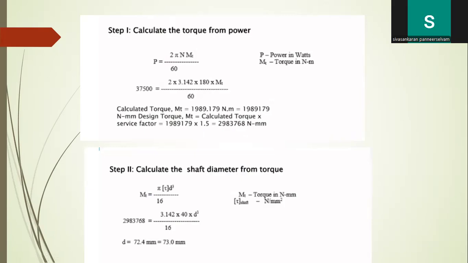Next step is to find out the shaft diameter from the torque. Use this formula and calculate the shaft diameter. It is found to be 73 mm, the diameter of the shaft.